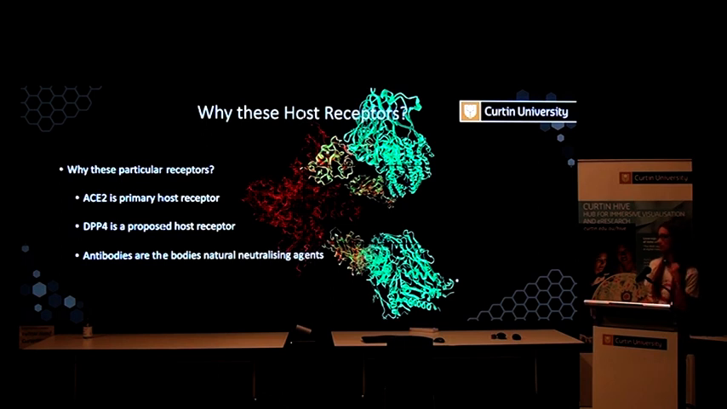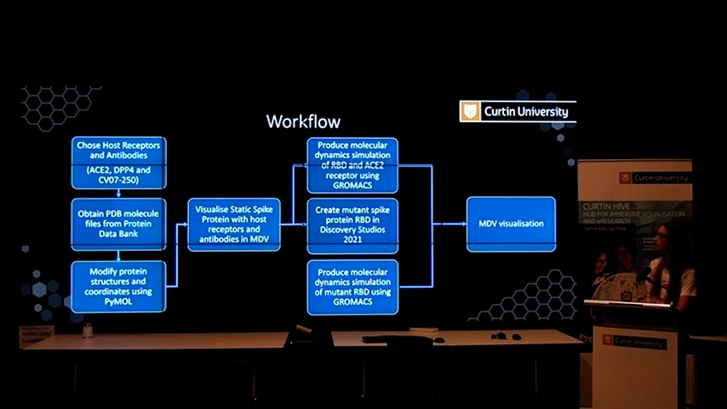So why these particular receptors? Obviously ACE2 is the primary host receptor, DPP4 is a proposed one, and antibodies are the body's natural neutralizing agent and one of the leading kinds of studies used when designing vaccines and therapeutic solutions. So the workflow was we chose which host receptors and antibodies were important, especially regarding where the RBD is interacting. There are so many receptors in the body, so obviously we want to choose the most important ones that actually interact with the RBD.